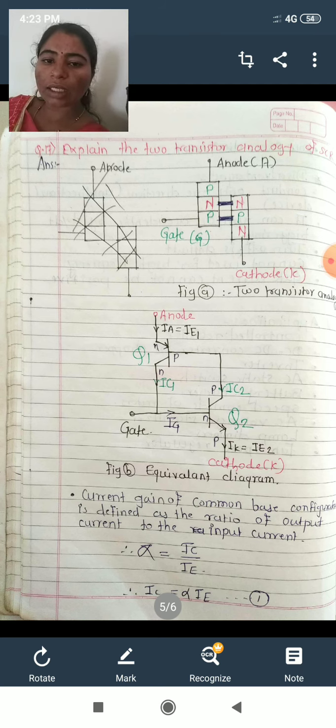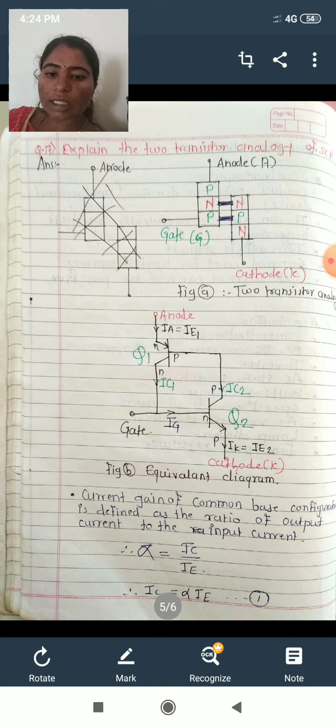Now we have to find the anode current. The final outcome will be the equation representing the anode current. As shown in the figure, the current flowing through the anode terminal is IA, the current flowing through the cathode terminal is IK, and the current flowing through the gate terminal is IG. These are the three terminals of the SCR: anode, gate and cathode, with currents IA, IG and IK respectively.